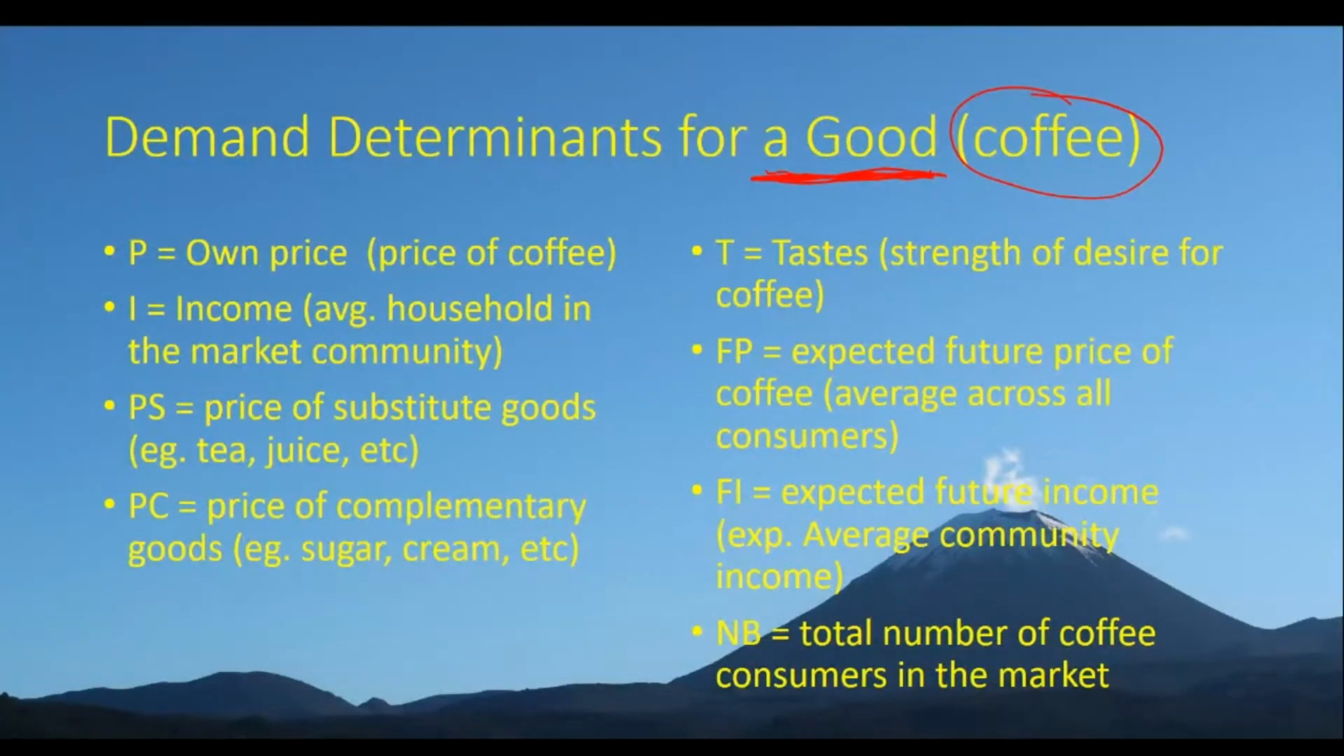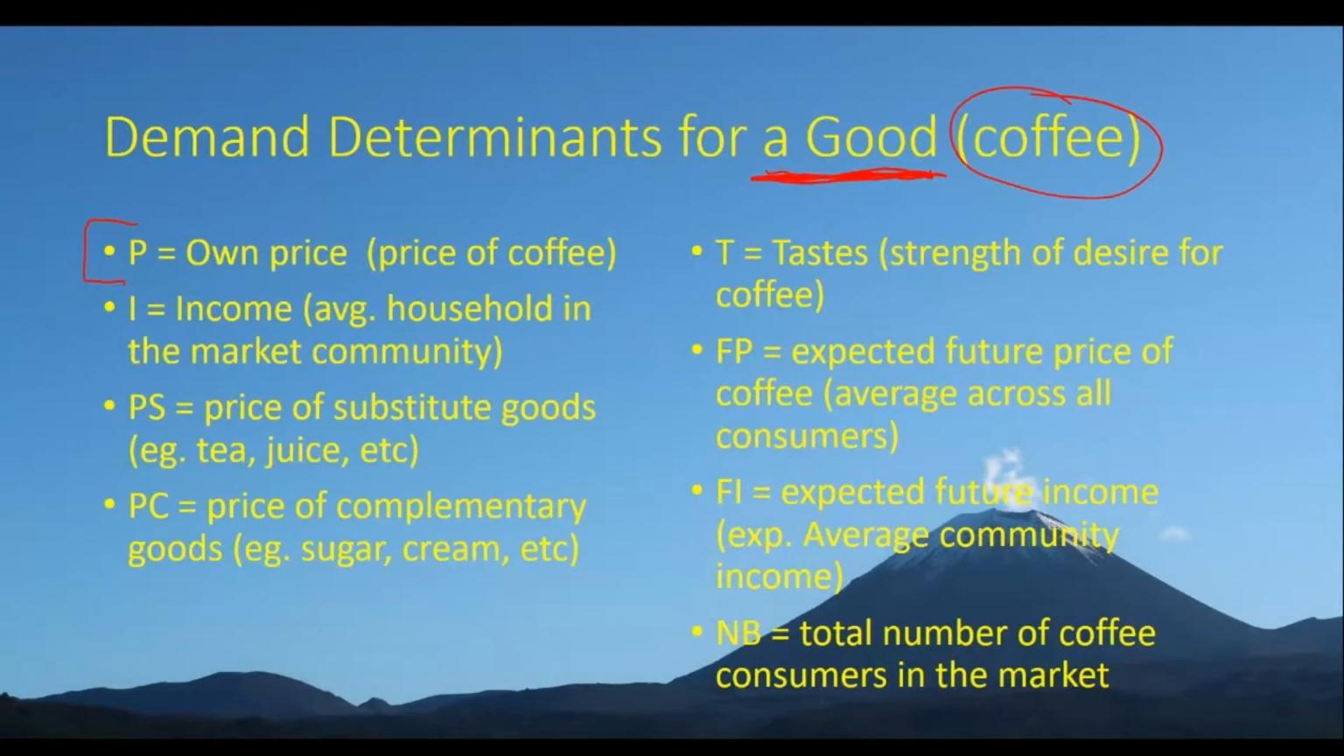All right, now this page gives you a list of all of the determinants of demand that we're going to walk our way through and describe. So the most important determinant is going to be the own price, we call it. So that's the price of the good in question itself. So if the demand we're talking about is for coffee, then the own price is going to be the price of coffee in the marketplace, the price of the product itself.